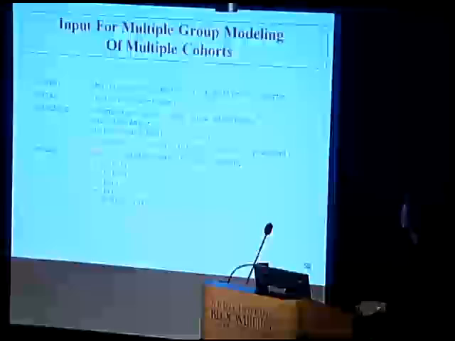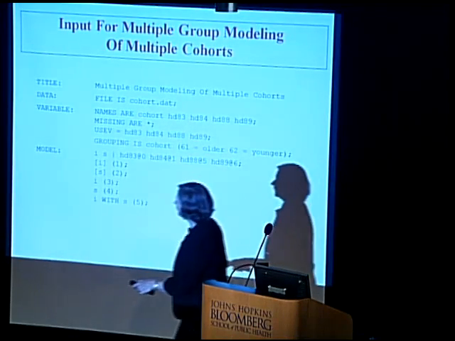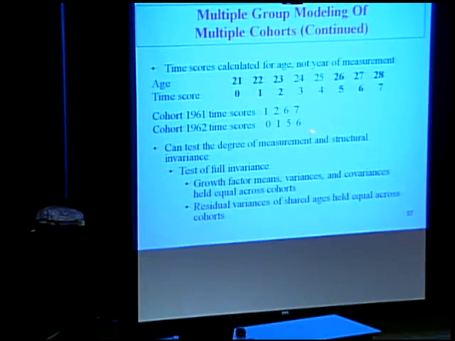And in the model command, you can see that we have our growth model, I S bar, and then heavy drinking, 83 at 0, 84 at 1, 88 at 5, and 89 at 6. And that represents the time scores here for the younger cohort.